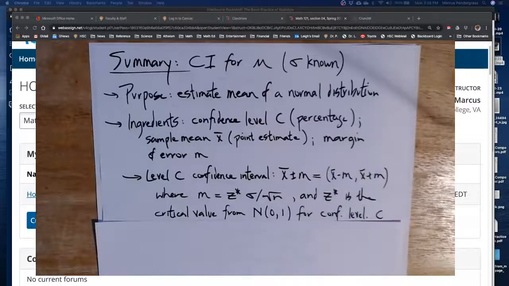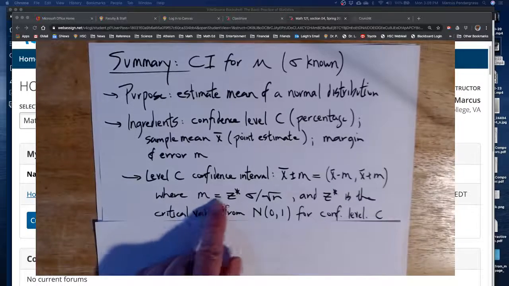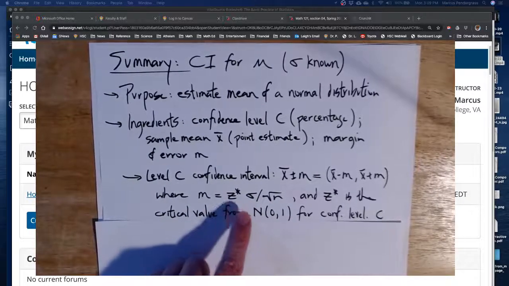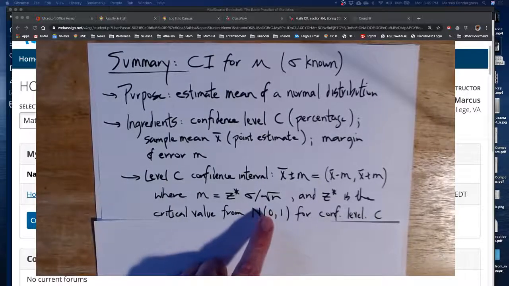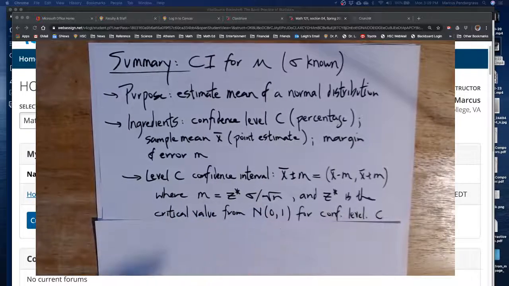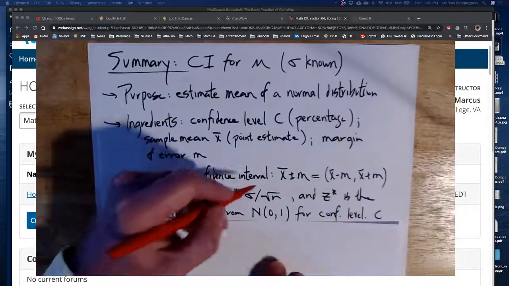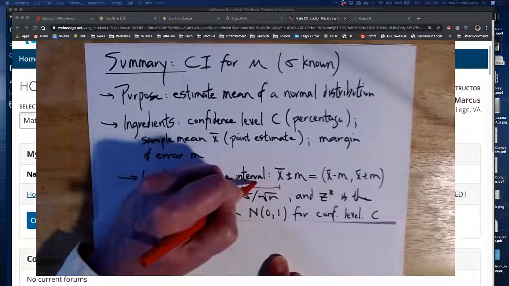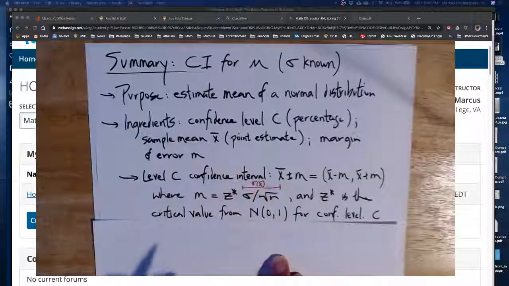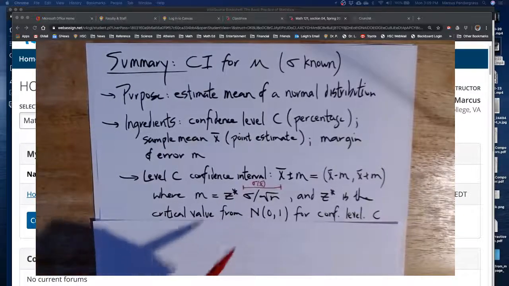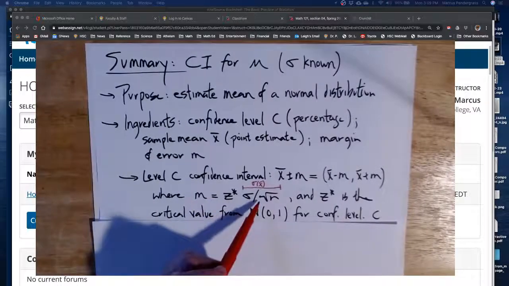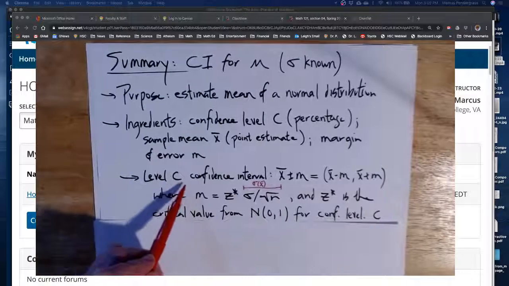Computing the margin of error involves this formula. It's what we call a critical value, z star, times the standard deviation of x bar, which comes from the central limit theorem. This sigma divided by root n is the standard deviation of x bar. As we explained in the previous video, z star is telling you how many standard deviations of x bar you need in order to get the desired confidence level.